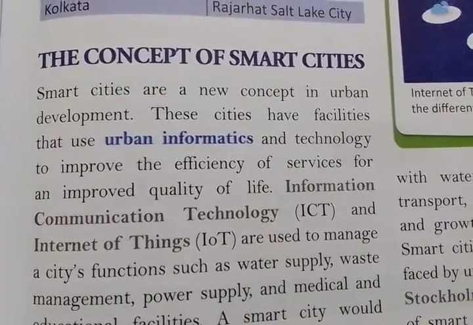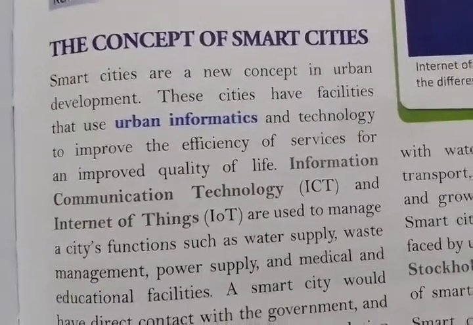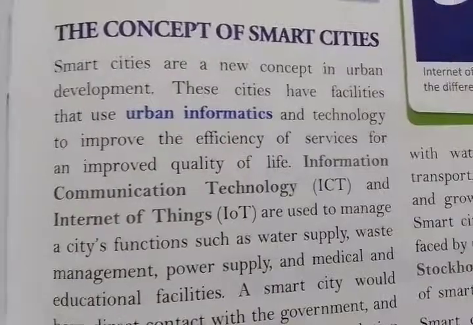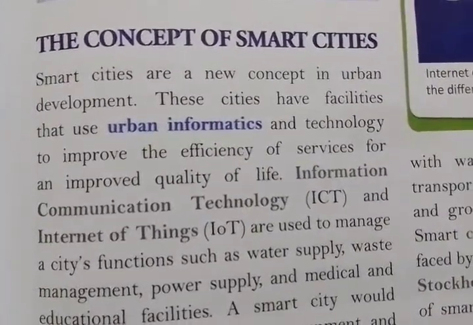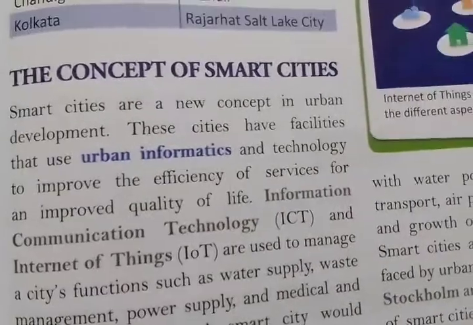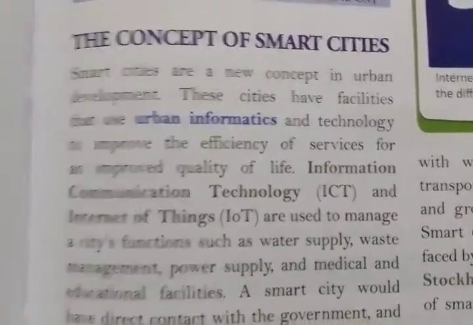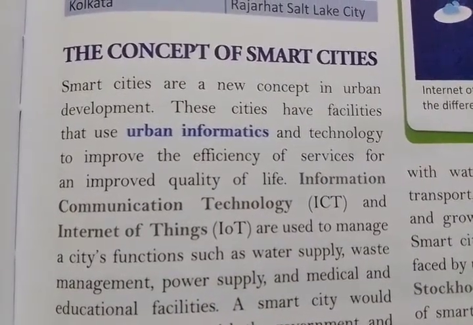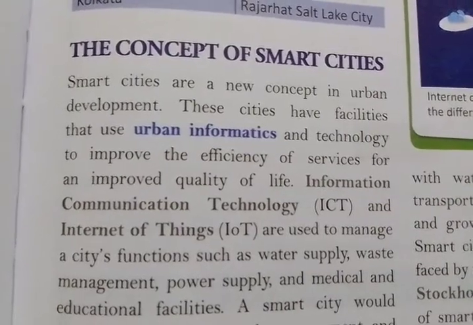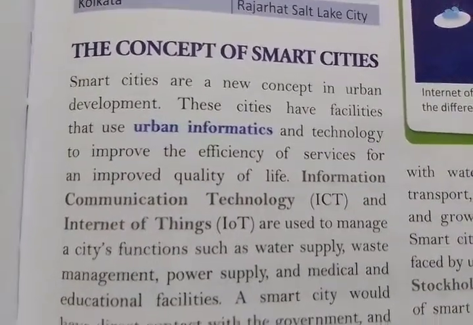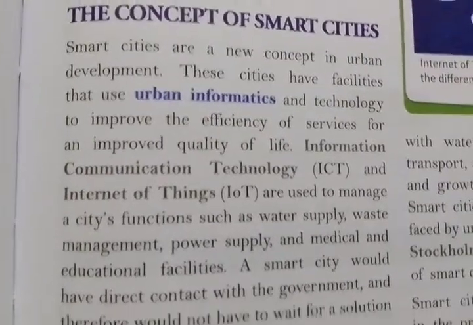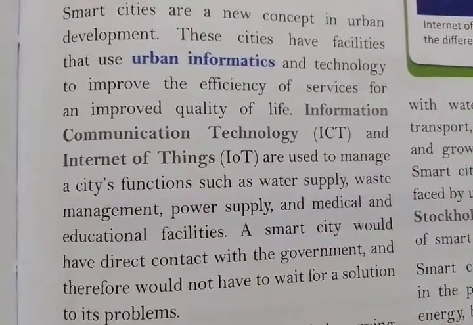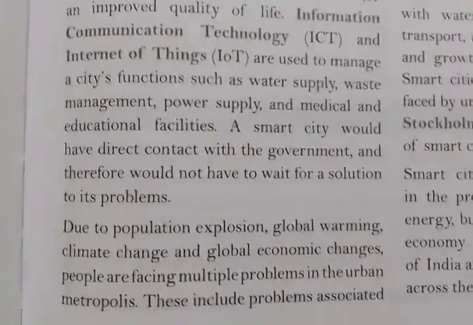Due to population explosion, global warming, climate change and global economic changes, people are facing multiple problems in urban life. This includes problems associated with water pollution, waste management, transport, air pollution, space for car parking, etc. And a smart city provides advanced facilities in terms of technology, housing, transportation and roads. Information communication technology, ICT, and Internet of Things are used to manage a city's functions such as water supply, waste management, power supply and medical and educational facilities.